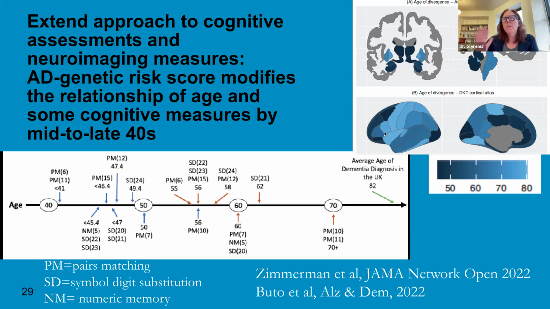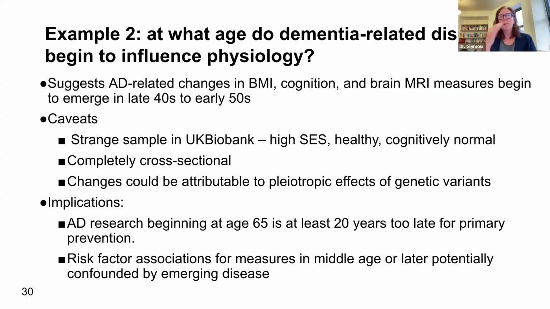And then with the neuroimaging measures, UK Biobank has about 50,000 brain MRIs, and you can do these plots to look at the best age of divergence by various neuroimaging features. And you can see, although for some things the ADGRS isn't relevant until people are in their 60s, 70s, and 80s, some things become relevant in people's 50s: nucleus accumbens, hippocampus, amygdala.